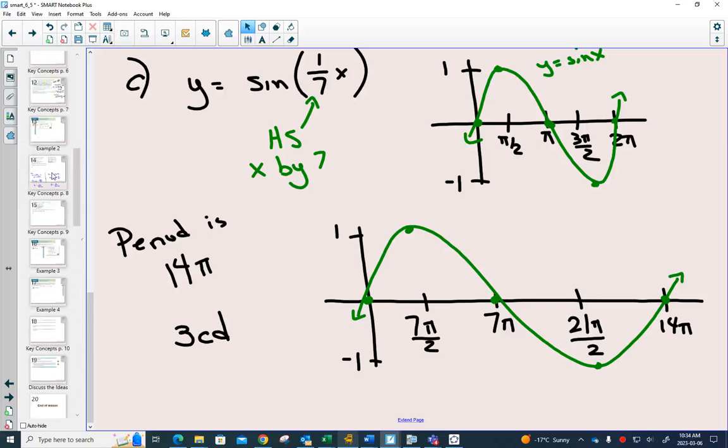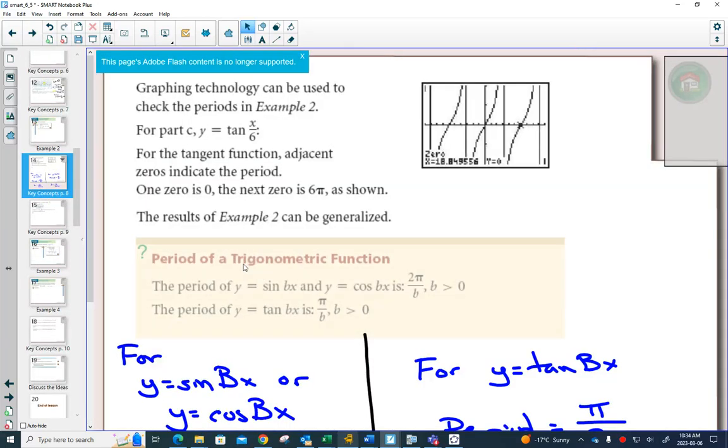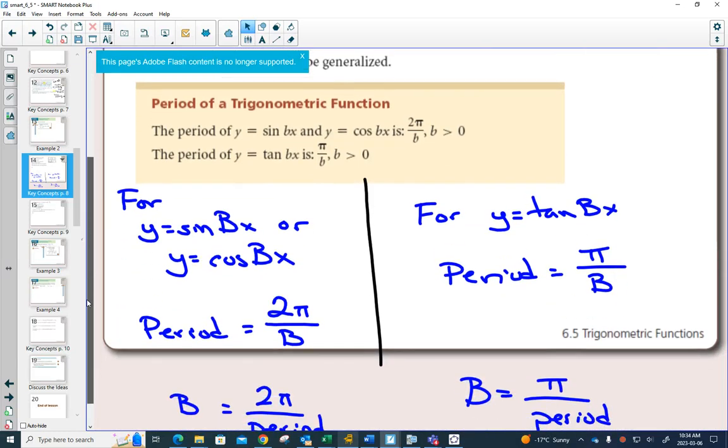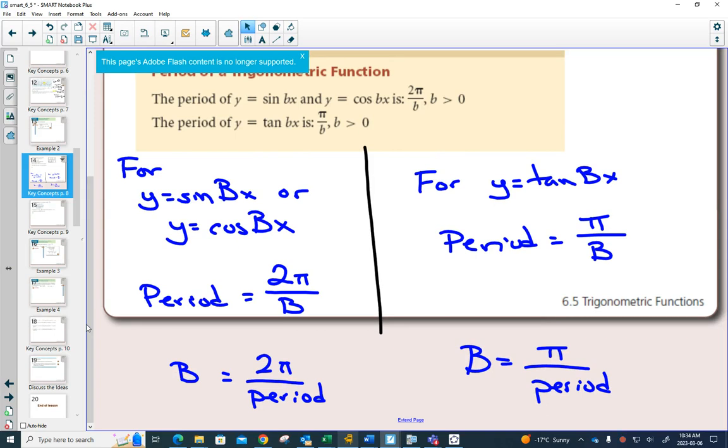Actually, at the bottom of example 2, they have this box, and I'd like you to add the following underneath it. These formulas are not on your formula sheet.